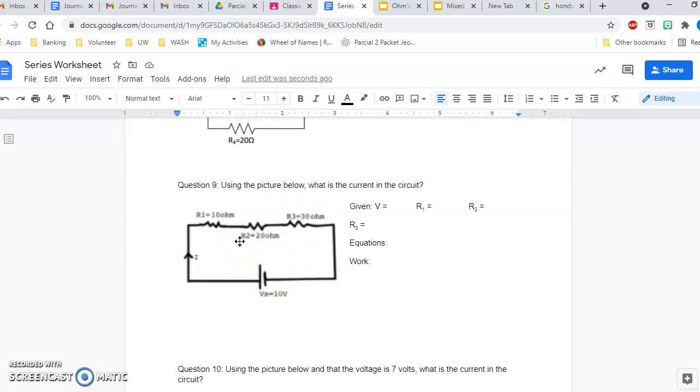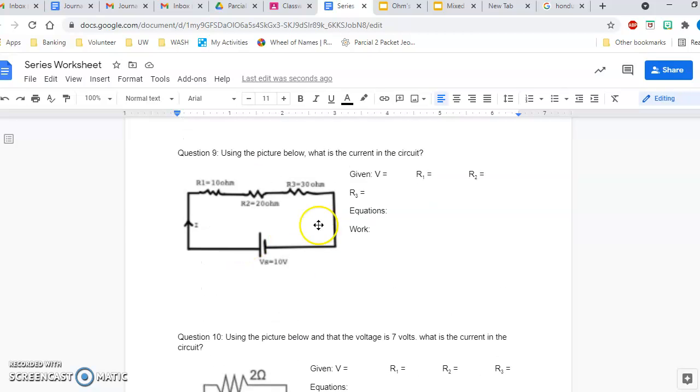This picture is a little blurry, but I think it's still a good example. So in the picture below, what is the current in the circuit? We're going to go through the same steps, but we're going to have 3 resistors this time. The first thing I see is that our V, our battery, is 10 volts. The next thing I see as I go along is R1 is 10 ohms. I see R2 is 20 ohms, and that R3 is 30 ohms.